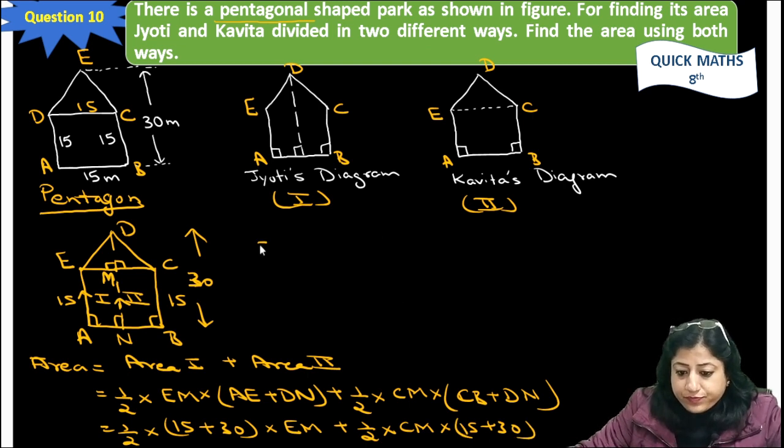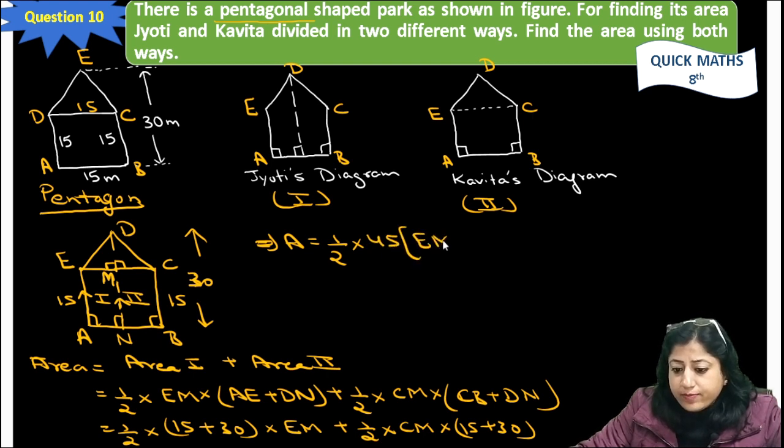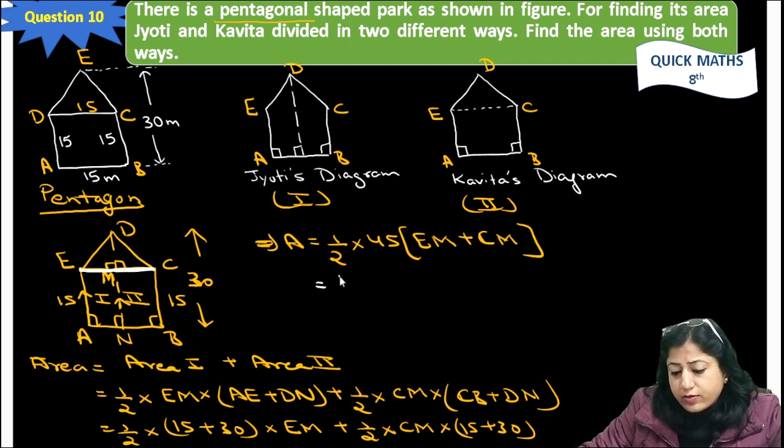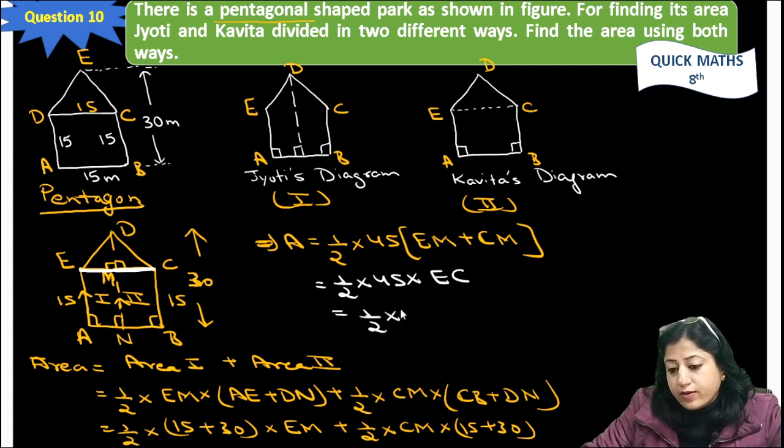So area will be half, and 45 is common from both sides. It will be EM plus CM. This one is EM and this is CM, and the sum of EM and CM is EC. So it will be half into 45 into EC, and EC is 15. So half into 45 into 15.